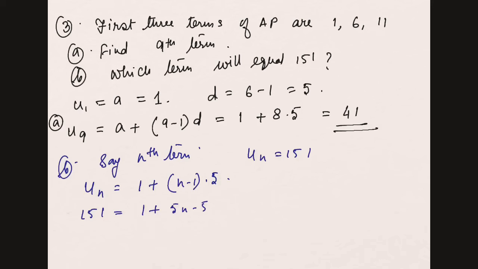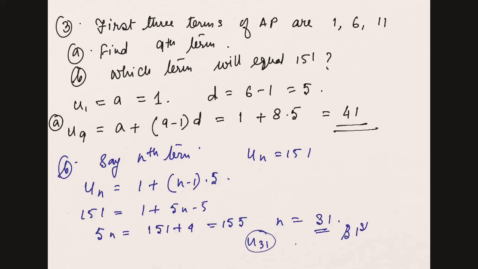What we are having is 5n equals 151 plus 4. We are doing the subtraction, and coming over here, it's addition. So 155. So n is 31. So n equals 31 means my term is the 31st term, so it is U31. We always say that n is 31. It is not n, but we'll say U31, or the 31st term. That would be my answer.